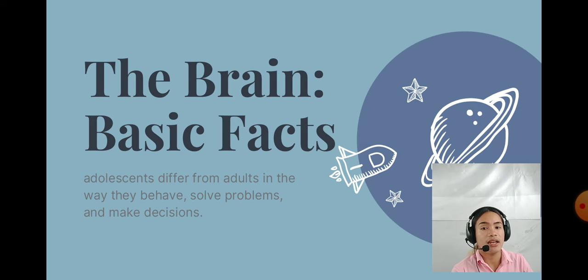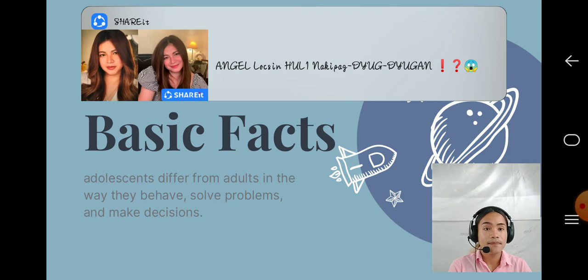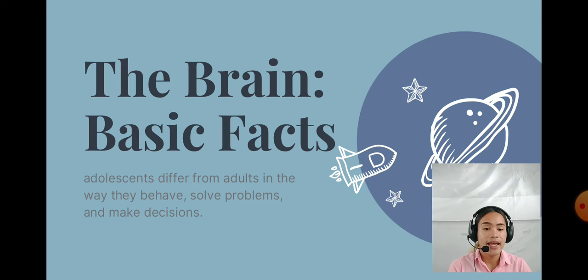Let's proceed to the brain as the basic facts. The frontal cortex is the area of the brain that is responsible for rational thinking. It is still developing during adolescence. Adolescents differ from adults in the way they behave, solve problems, and make decisions. Recent research shows that there is a biological explanation for this difference. The brain continues to develop during adolescence and even into early adulthood.